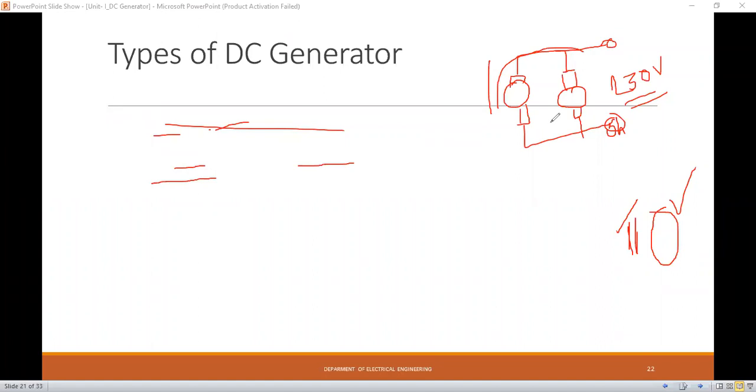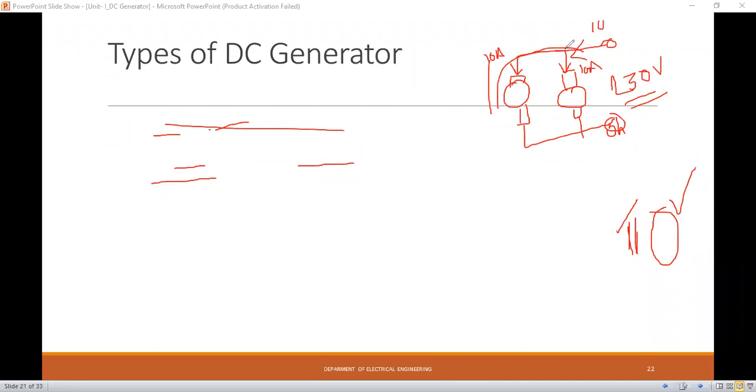And what about current? It depends on resistance. That means whether the current is divided or not. Suppose 10 ampere current is flowing from this line, and the resistance of both machines is the same. What is the current flowing through this and what is the current flowing through this? Same. Same means 10 ampere from here and 10 ampere from here.